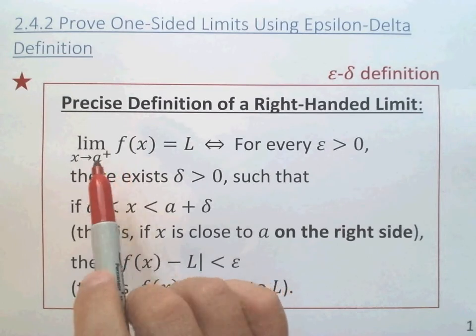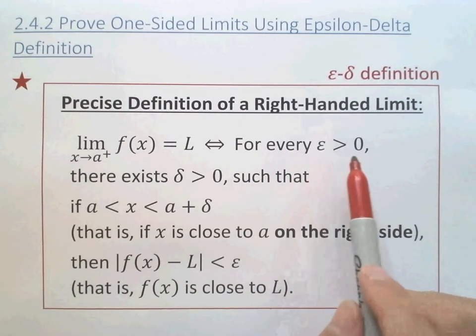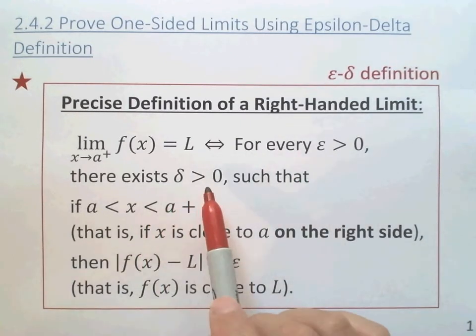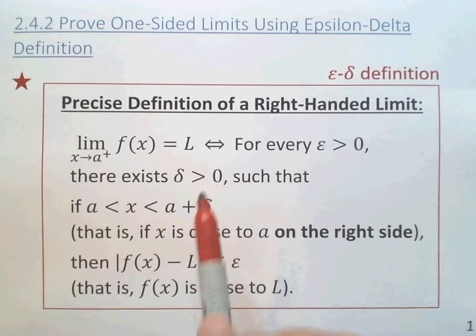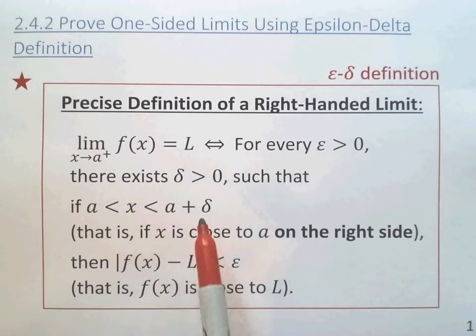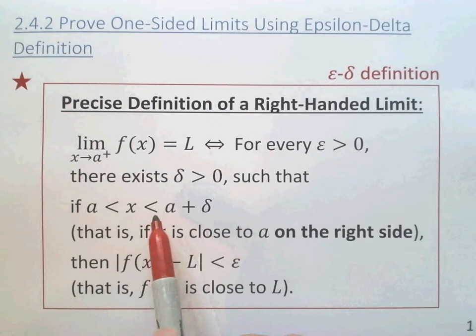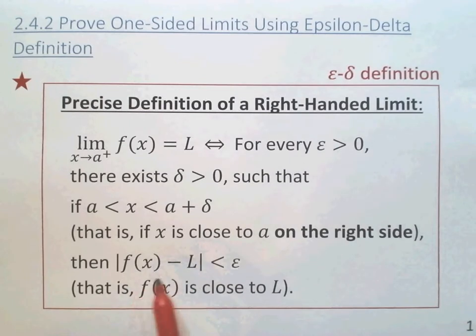In the Epsilon-Delta language, it is this: for every epsilon greater than 0, there exists a delta greater than 0, so that when x is between this, which means x is close to a from the right side, or as we say, if x goes into the delta neighborhood of a on the right side, then the difference between the function and L is less than epsilon, and f is arbitrarily close to L. Or we say the value of f goes into the epsilon neighborhood of L.